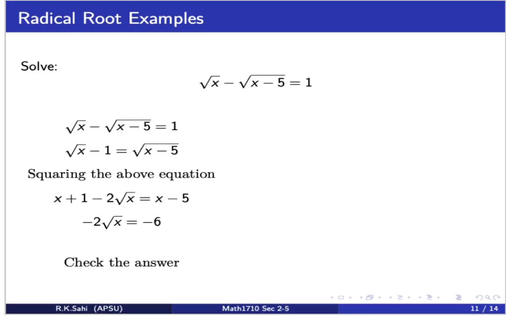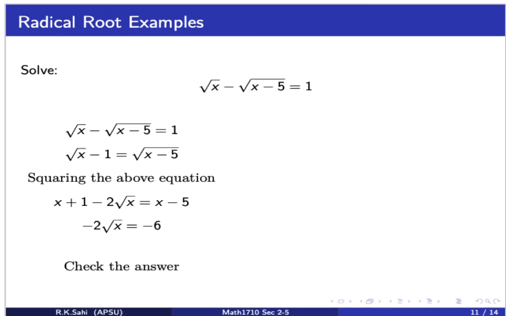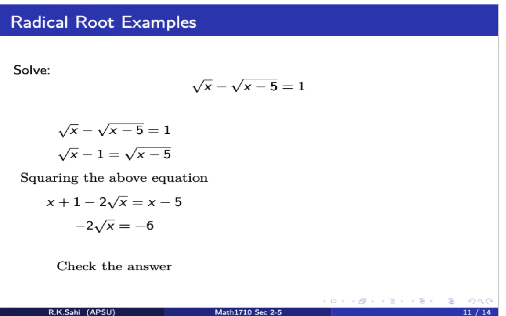This example talks about having two radical roots in this equation. We have square root of x minus square root of x minus 5 equals 1. To solve these problems, it is always better to have one of the radicals on its own on the other side of the equal sign. So what I've done is I've taken square root of x minus 5 to the right hand side. So I have the expression square root of x minus 1 equals square root of x minus 5.